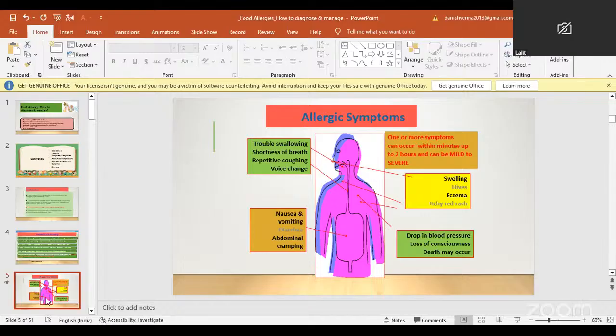Now, on the right side, one or more symptoms can occur within minutes up to 2 hours and can be mild to severe. Now, there can be swelling, hives, eczema, itchy red rash. There can be a drop of blood pressure, loss of consciousness, and of course, death may occur in case of anaphylaxis.